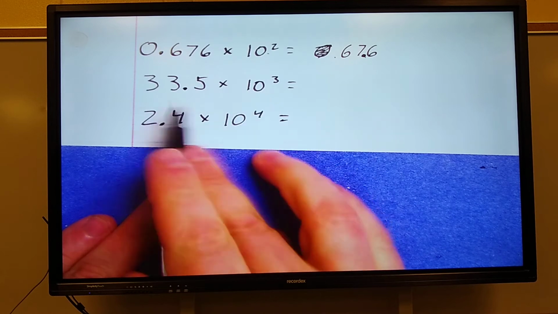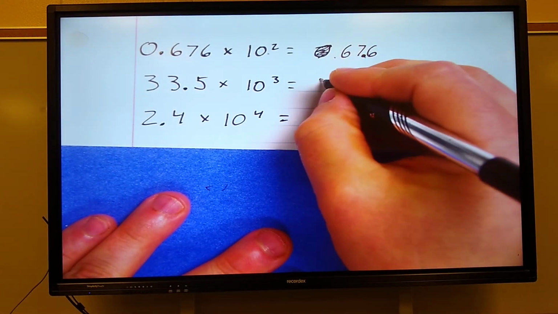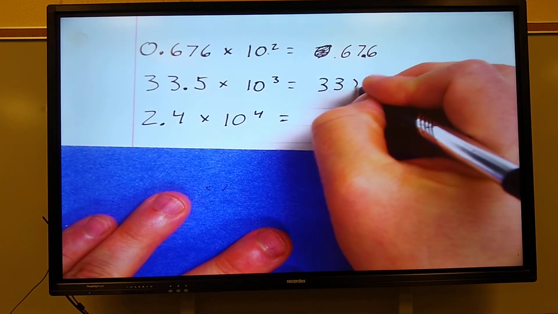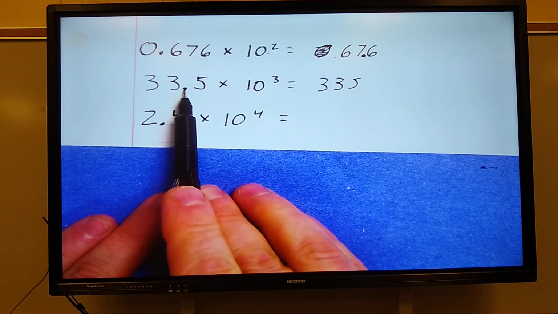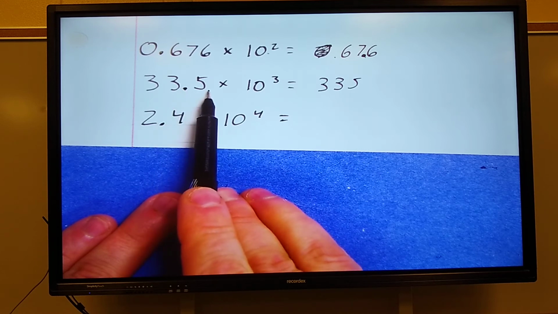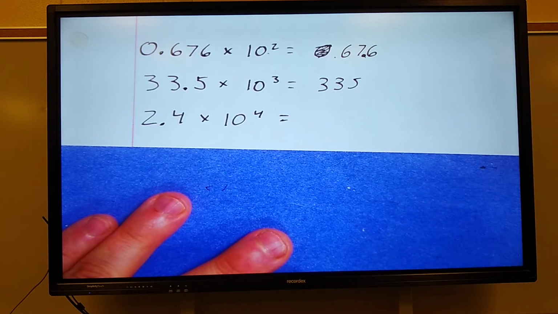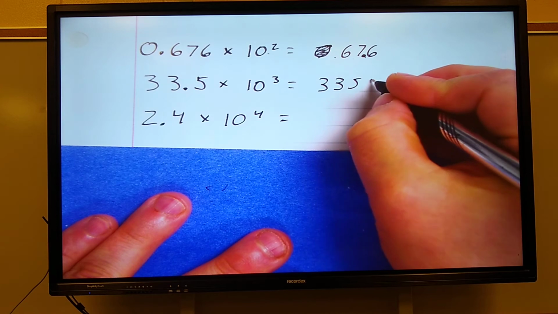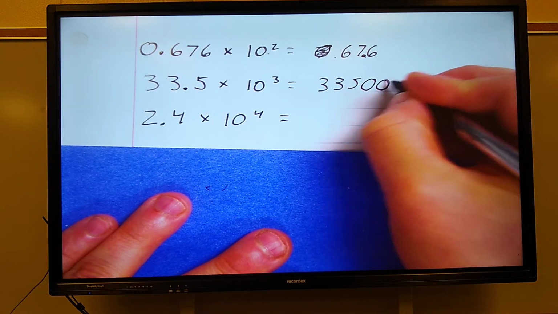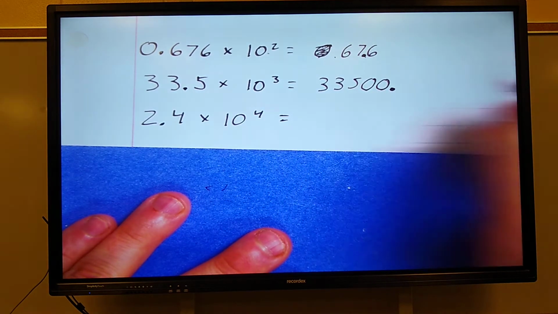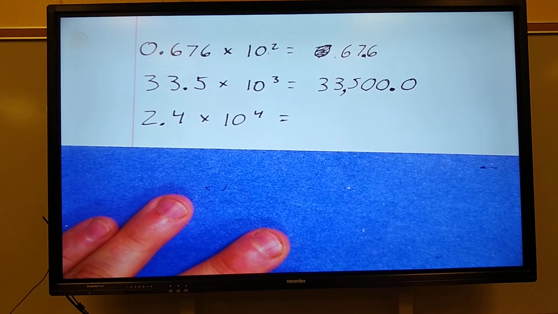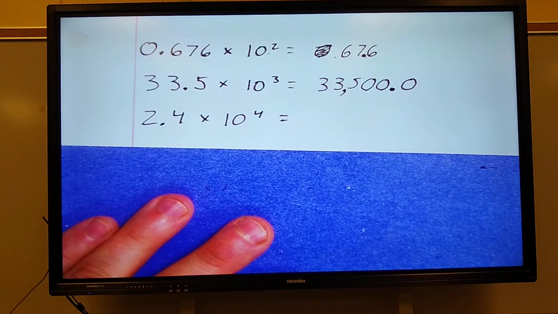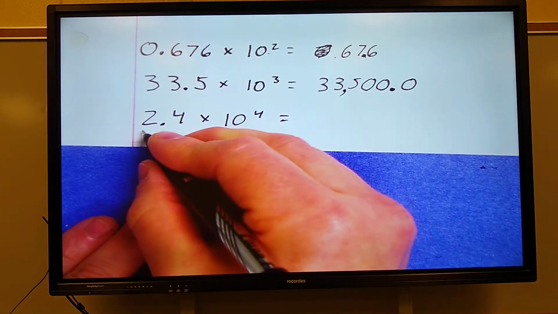Let's try this one. 335. 3, 3, 5. This tells me to move my decimal over 3 places. Now look, 1, 2, 3. I got 2 blank spaces. So 1, 2, 3. I'm going to put my decimal right here, and I always like to put a 0 in the tenths place if it happens that way. 33,500.